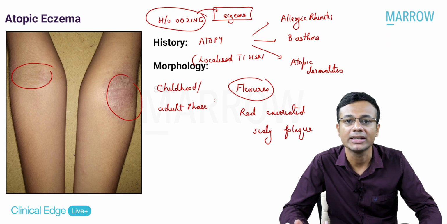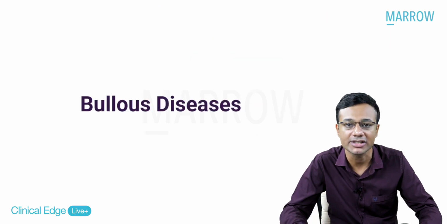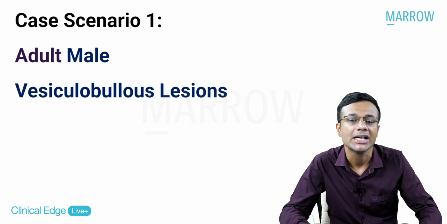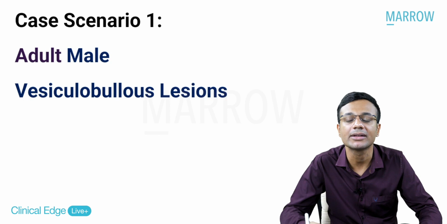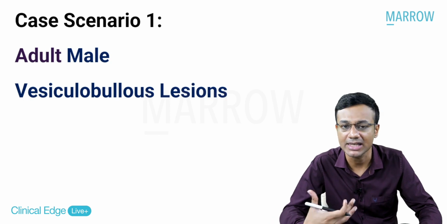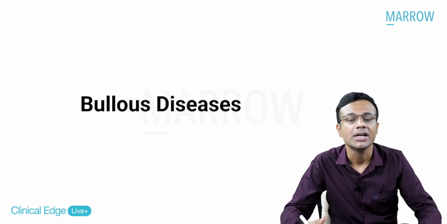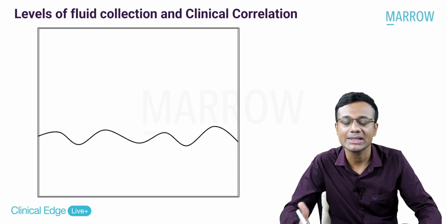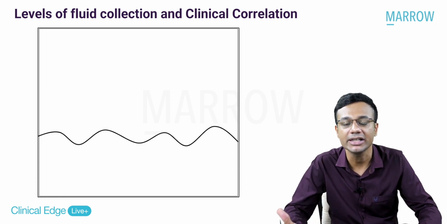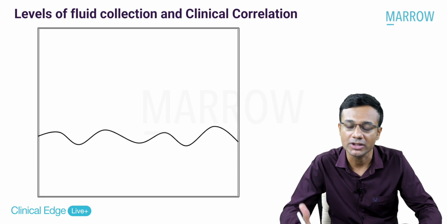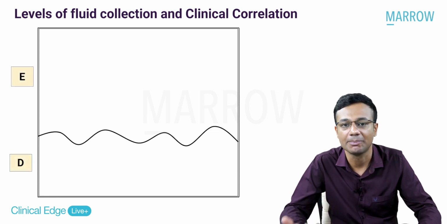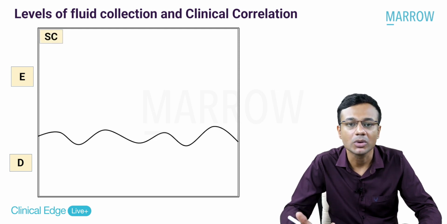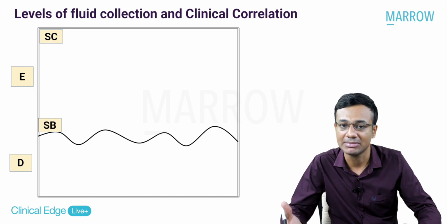Next, let us go to the differential diagnosis in bullous disorders. Let's take up a case scenario here. So here, let us take there's an adult male or a female who is going to be presenting with vesiculobullous lesions. So let us see how we should approach a bullous disorder. So when we are doing bullous disorders, let us look at the different levels of fluid collection and their clinical correlation. So here you can see a picture. Epidermis and dermis, and in the epidermis the uppermost layer is stratum corneum, the lowermost layer is stratum basale, and there are three levels of fluid collection which I'm describing in this image.